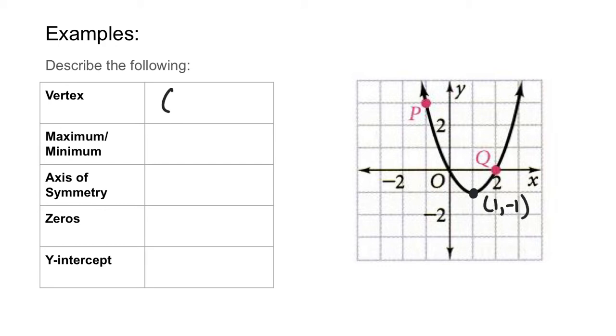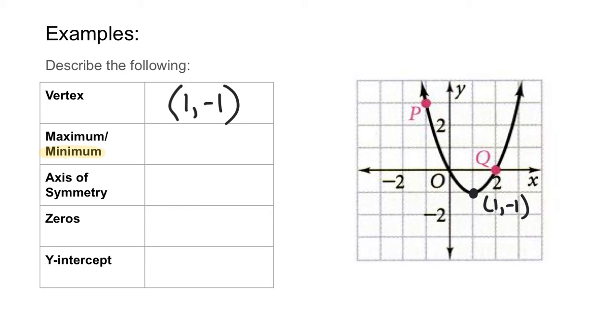So my vertex is located at 1, -1. Now, because it's a quadratic function, it's going to have a maximum or minimum. This one in particular has a minimum. And I know it has a minimum because it has a lowest point. It does not have a highest point because it keeps going up forever. But it does have a lowest point. So we have a minimum. That minimum is located at the vertex.